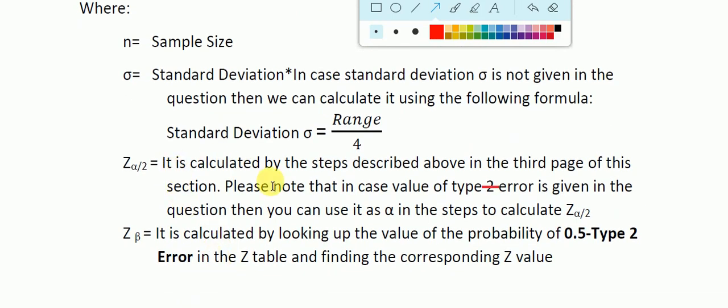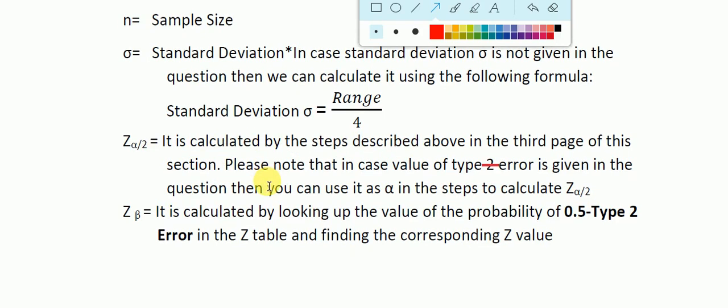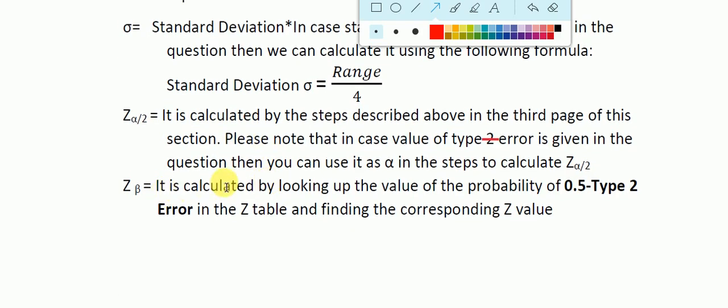In the previous question we were calculating z alpha and z beta. Over here we'll only have a slight difference, and we'll be calculating z alpha by 2 instead of z alpha. So it is calculated by the steps described above. Okay, so z alpha by 2, how it is calculated we'll see, and z beta I've already shown you. So z alpha by 2, if you recall, we already had this thing previously as well.